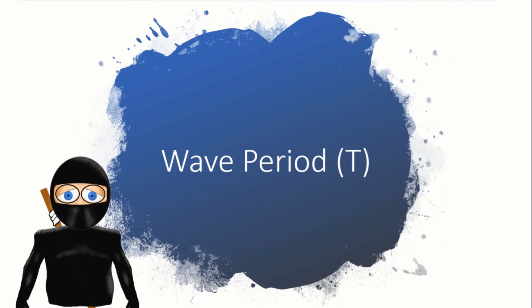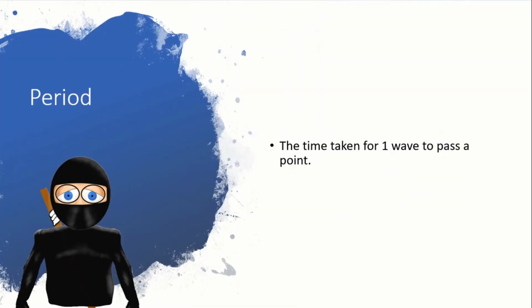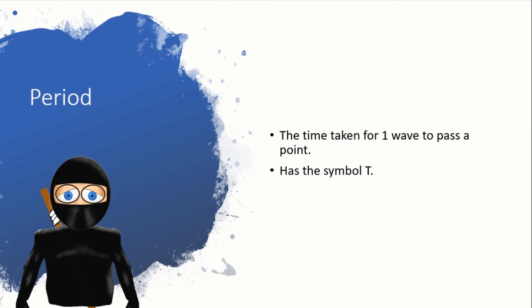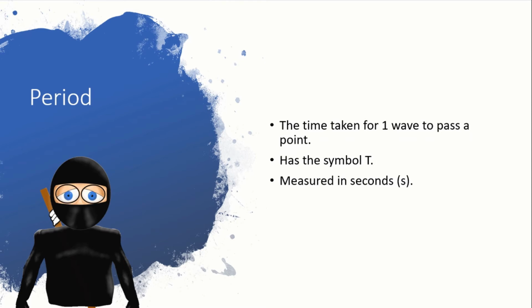For the last part of this video, we'll be discussing the period of a wave. The period of the wave is the time taken for one wave to pass a point. It's represented by the symbol capital T. Because it's a time, it's measured in seconds.